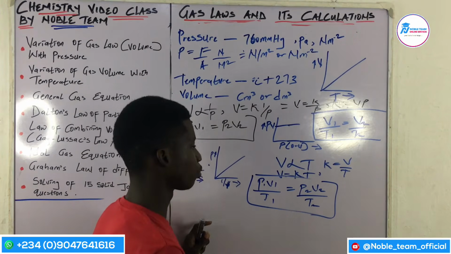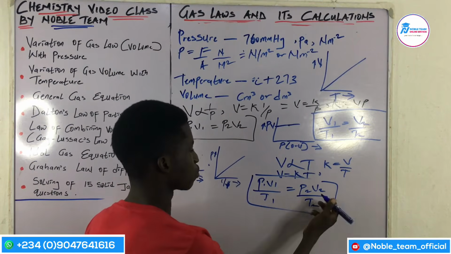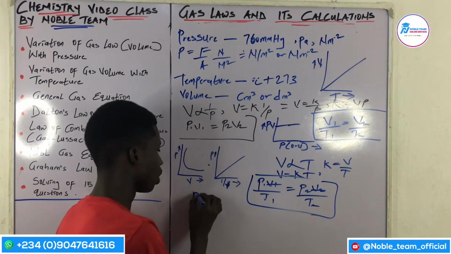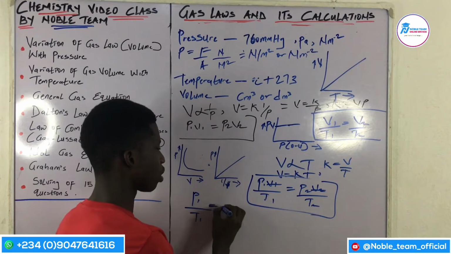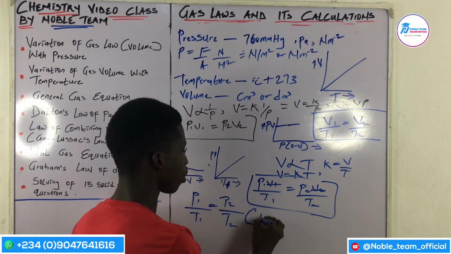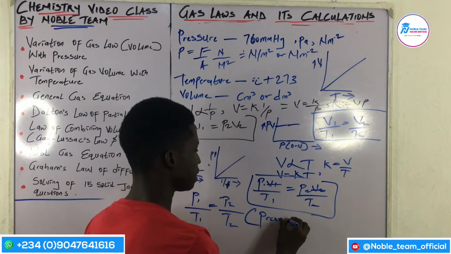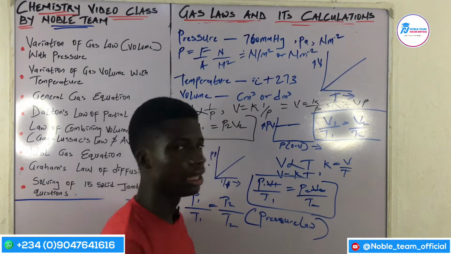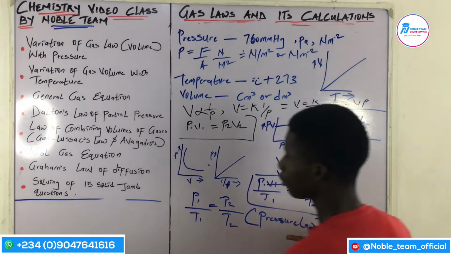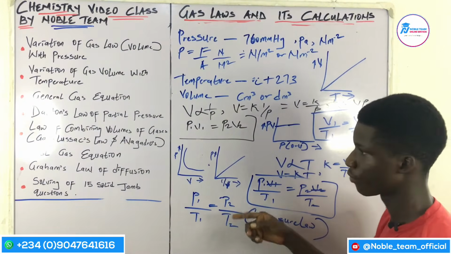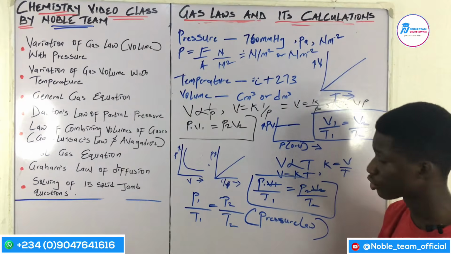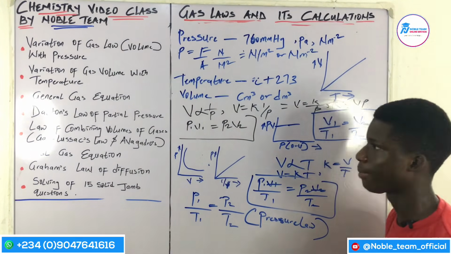So I want us to take note of something. Once the volume is constant in this, imagine I have this to be constant, remember, I will have P1 over T1 is equal to P2 over T2. Now this law is something that we call the pressure law, or the Gay-Lussac pressure law. The Gay-Lussac pressure law. So take note of this particular point because we are going to be solving questions on this Gay-Lussac pressure law, or the pressure law, or the pressure temperature law.